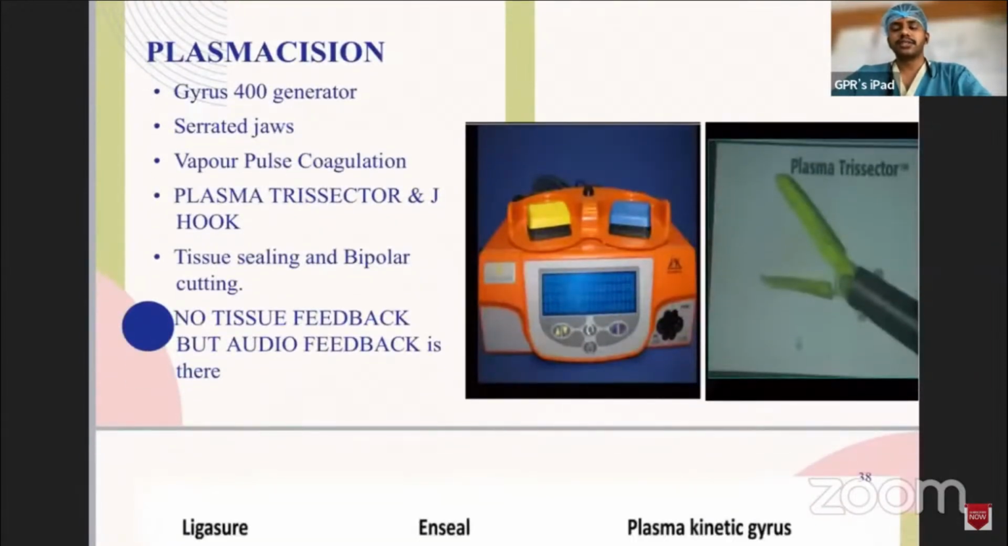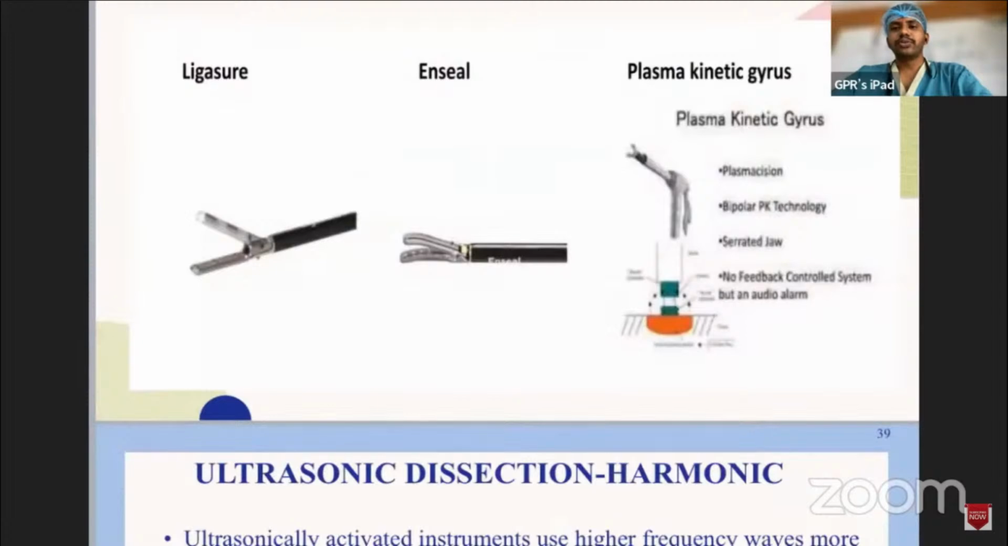Plasmakinetic is the next advanced energy source, which is not very popular. It uses the Gyrus 400 generator, and it has serrated jaws and produces a vapor pulse coagulation. It produces more of a tissue sealing and bipolar cutting. A bipolar machine per se, when used for a longer time, may produce cutting. There is no tissue feedback, only audio feedback, whereas in LigaSure we have tissue feedback. So these are the three different instruments that we use. LigaSure rotation is not much possible, whereas ENSEAL has 360-degree rotation, and Gyrus has its own mechanism to advance the bipolar activity.